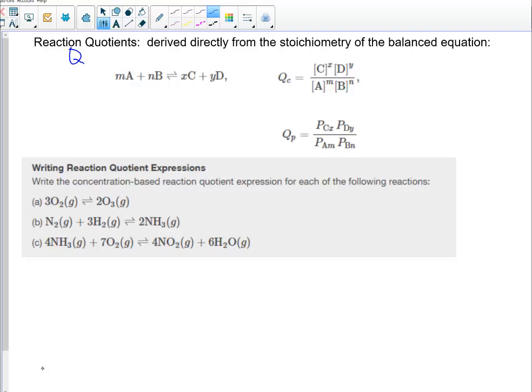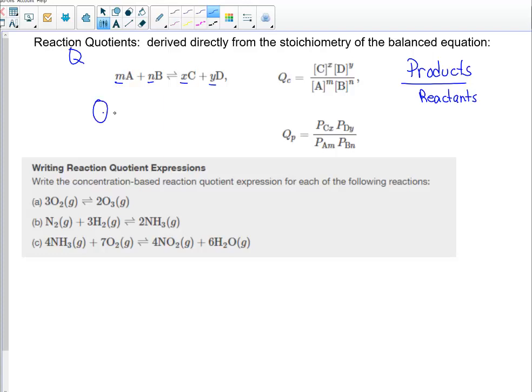Again, ultimately our goal is to find delta G for non-standard conditions, and it relies on a reaction quotient. It's derived directly from the stoichiometry of the balanced equation. These little letters here represent coefficients, M, N, X, and Y, and they're placed before the reactants and the products. Notice that we take a quotient of the ratio of products over reactants, in which the coefficients become the power with which we raise each ingredient.